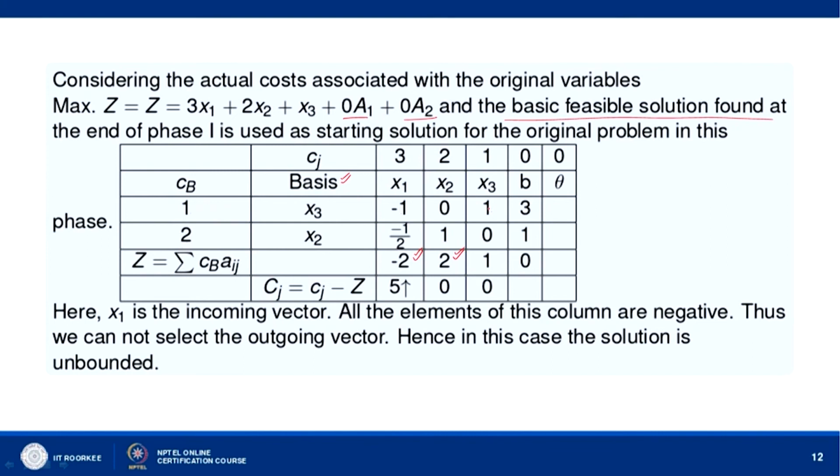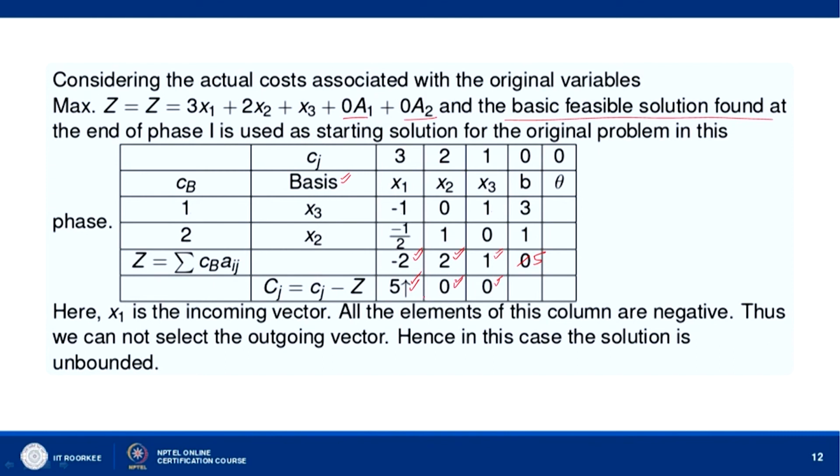okay, then 1 into 1 is 1, 2 into 0 is 0. So, we get 1 here, 1 into 3 is 3, okay, and then 2 into 0, 2 into 1 is 2. So, 2 plus 3 equal to 5, 1 into 3 is 3, 2 into 1 is 2. So, here we should have 5. Okay. So, now C j equal to C j minus z. So, 3 minus minus 2, that means 3 plus 2. So, we get 5 here, 2 minus 2 is 0 and 1 minus 1 is 0.